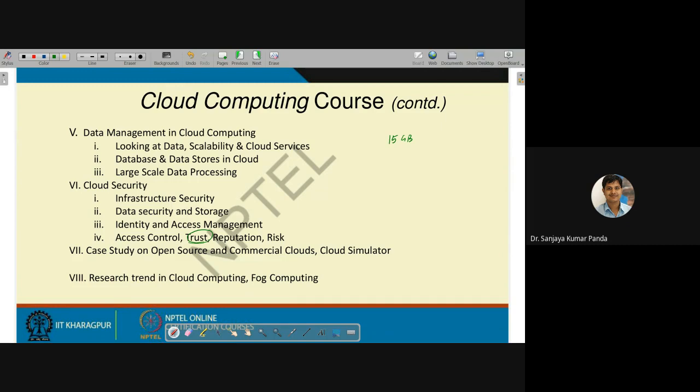Then we'll see the case study of open source commercial cloud. I'll show you also some of the demos and hands-on related to the cloud so that at least you should know what kind of practicals you can do with the help of cloud computing. And also I'll discuss some of the simulators. Not only cloud simulators, I'll tell you also some fog simulators. Fog is another paradigm, so you should be aware of these simulators.